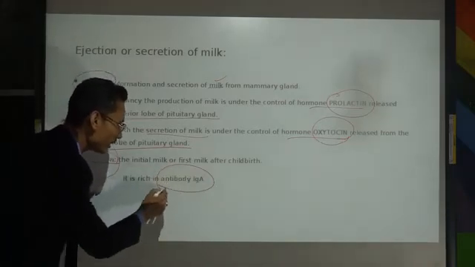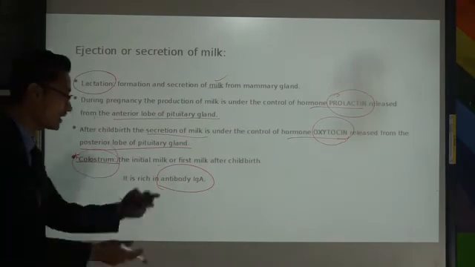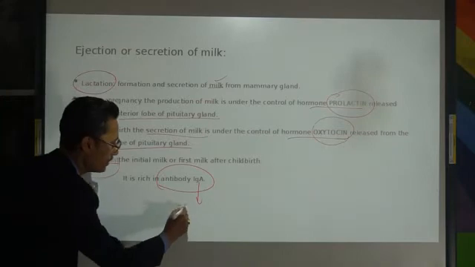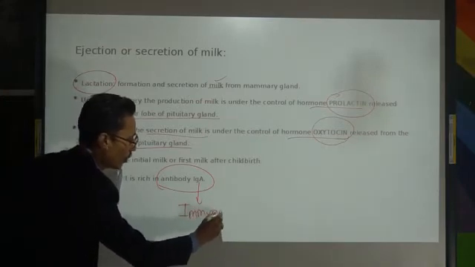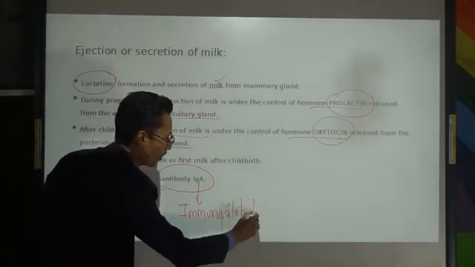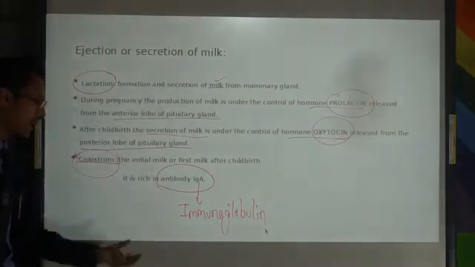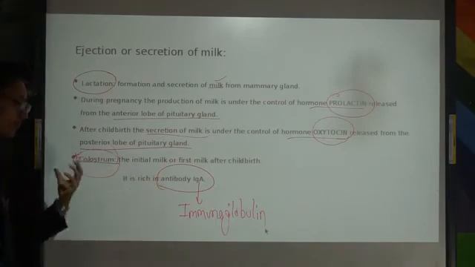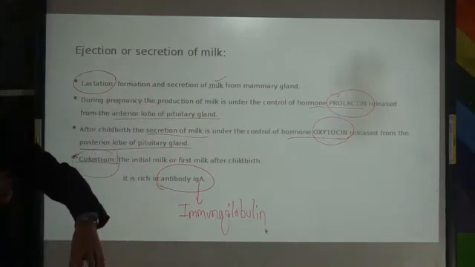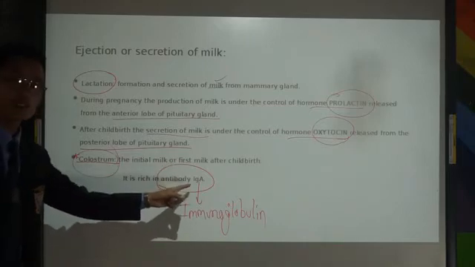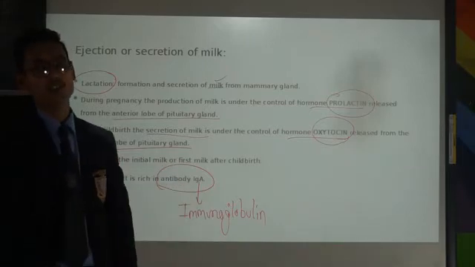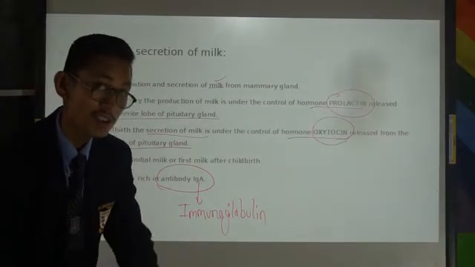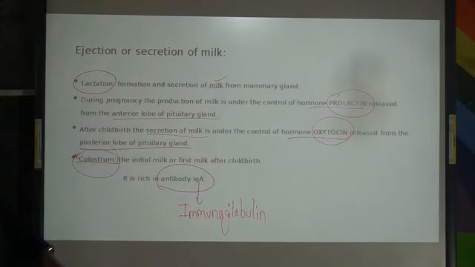It contains antibody. Now which antibody? It contains the antibody called IgA. So this Ig means immunoglobulin. Clear? So that's why this antibody IgA will pass from the mother to the newly born child, and this particular antibody will provide immunity to the child. So that's why colostrum is very, very important for the newly born infant. Clear this one? Okay. Now next slide.